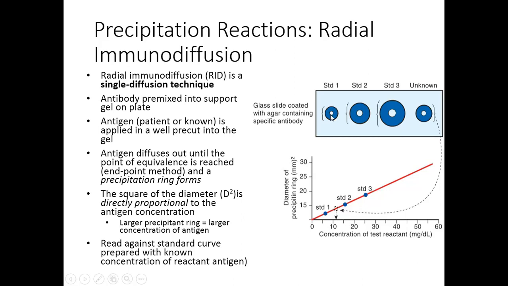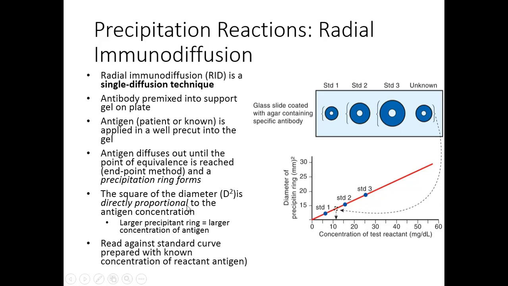And it forms a ring because, again, there's no electrical current or anything that's telling it which way to diffuse. So if this whole slide is covered with antibody, if we put the corresponding antigen in here, it is going to bind out in a ring all the way around. The precipitation goes out in all directions from the center. And what we do is we literally measure the diameter of the ring.